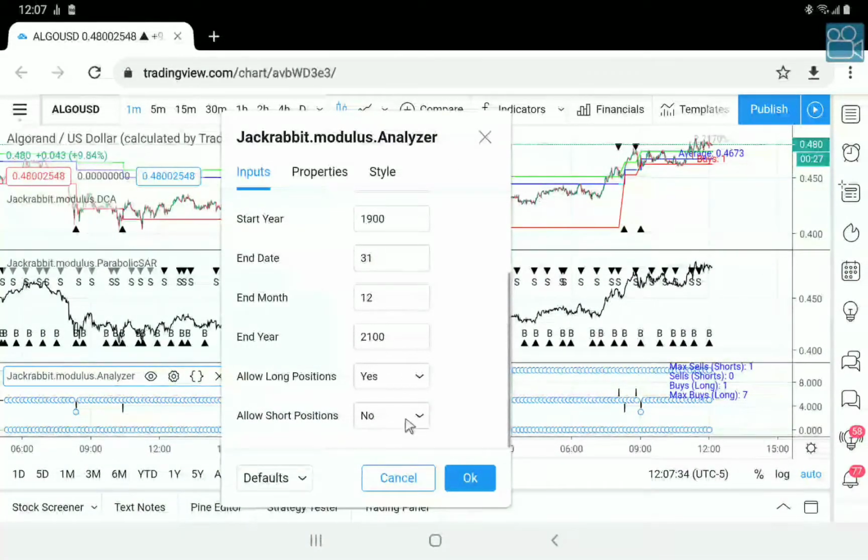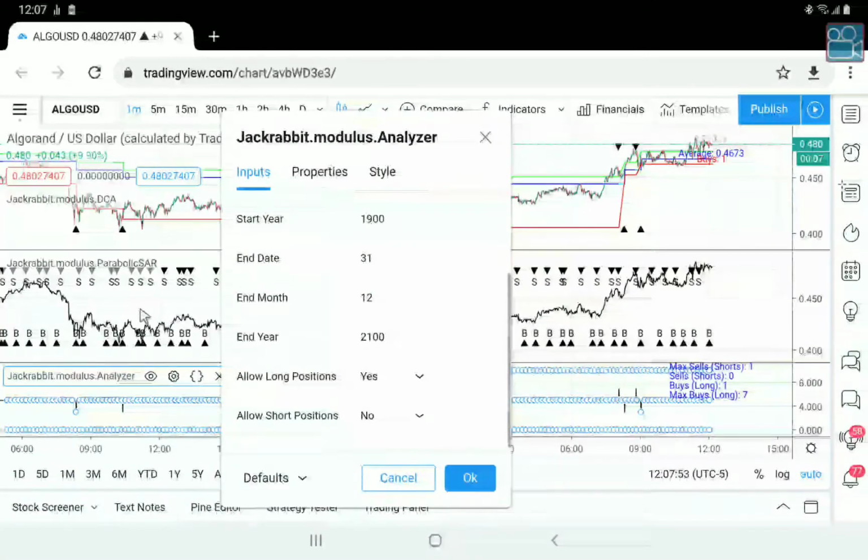If you don't turn off shorting for modules like dollar cost averaging, you will get the wrong information. You need to make sure your trade direction is appropriate to your modules. So be aware of that when you're setting this up. Take your time and make sure to set it up carefully.